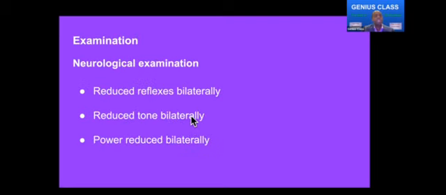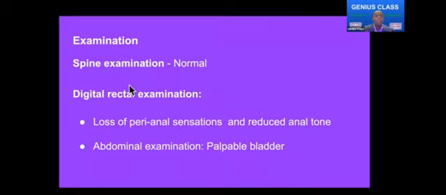You perform examination as discussed. The examinations are the same as discussed in the general approach. What you're going to find here is reduced reflexes bilaterally, reduced tone bilaterally, reduced power bilaterally. So the neurological examination of the lower limbs is abnormal, and the findings are bilateral, suggesting more of a Cauda Equina. On per rectal examination, there's loss of perianal sensation and reduced tone. On abdominal examination, there is a palpable bladder because he's not able to pass urine. But the spine examination is normal.